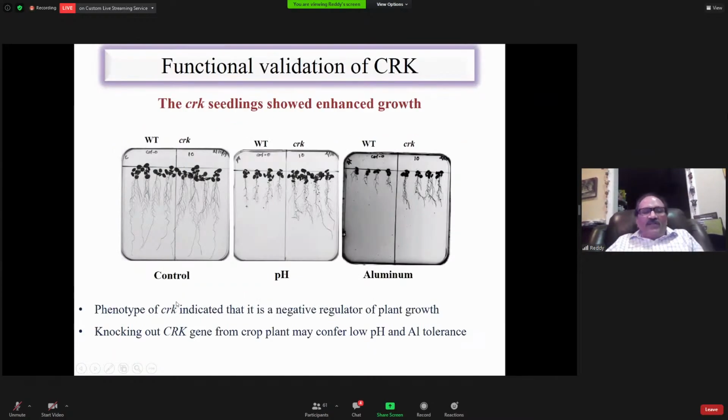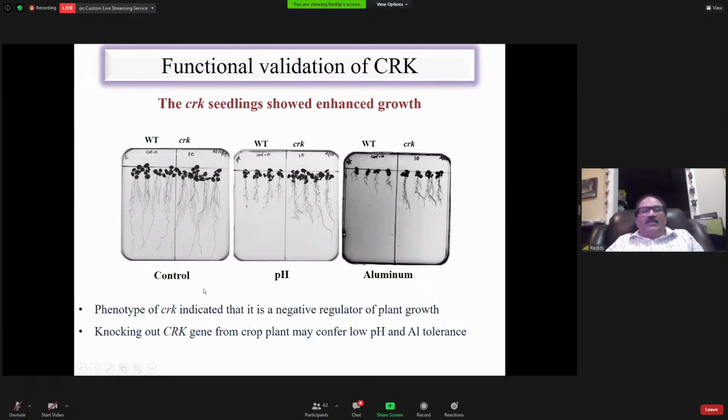Okay, so we have identified a gene. We named it CRK because we have not yet publicly released this gene. See this CRK gene. This plant is a mutant, so the CRK gene is silenced. If the CRK gene is silenced, what is its effect? In control, it looks exactly like wild type. You cannot say that it does not have the CRK gene because both look exactly the same. But in low pH conditions, the CRK mutant is doing better than wild type. You see how beautiful the growth is. And even when low pH and aluminum are combined, the mutant is functioning extremely well.